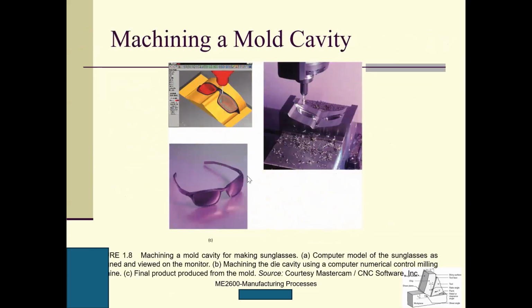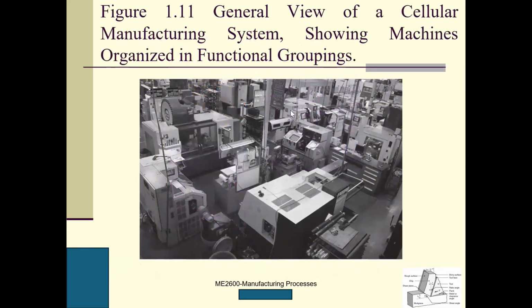Machining of a mold cavity, to give you an example. The cavity is very small. You can take a look. We have this micro milling. So this is the cellular manufacturing system. You can see here is a cell, and this is the cellular manufacturing system. And this cell and this cell, they are interrelated.